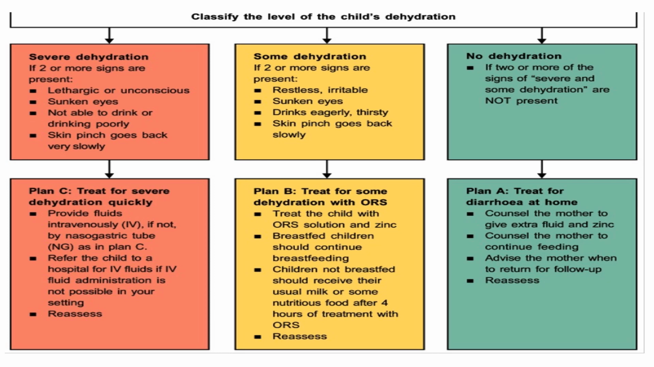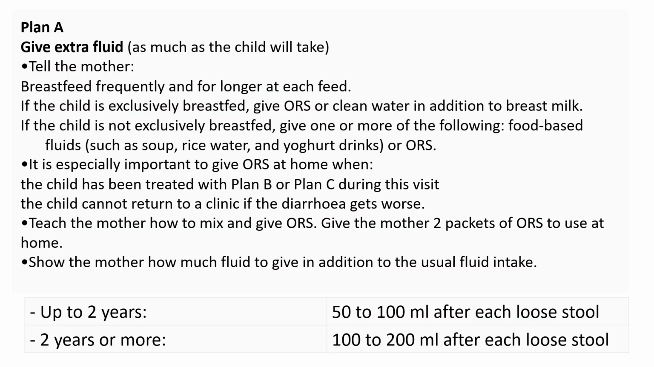If there is some dehydration, we follow Plan B. We treat the child with ORS solution and zinc, breastfeed and reassess after some time. In case of severe dehydration, as mentioned, we follow Plan C: provide fluids, if not by nasogastric tube, and refer the child to the hospital for IV fluids if IV fluid administration is not possible in the given setting.